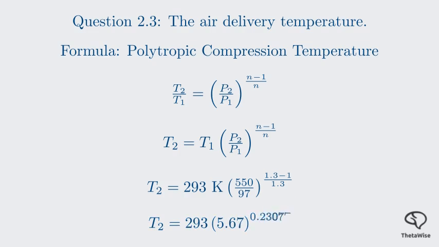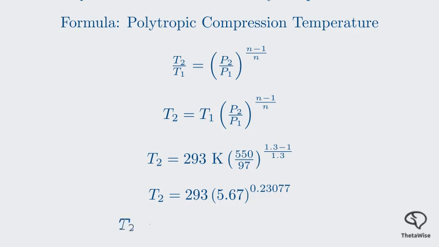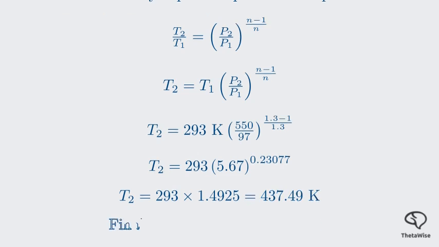0.23077. The pressure ratio is 5.67. So, T2 equals 293 times approximately 1.4925. This gives us 437.49 Kelvin. The memo's answer is 437.294 Kelvin, a small difference again likely due to rounding in the exponent calculation. Our answer of 437.49 Kelvin is more precise based on the given values. Therefore, the air delivery temperature is approximately 437.49 Kelvin.